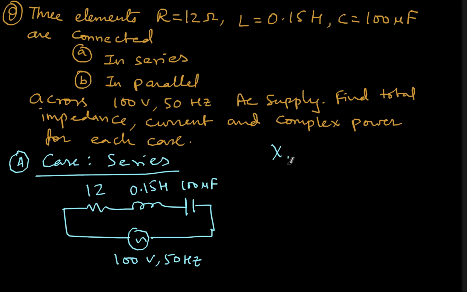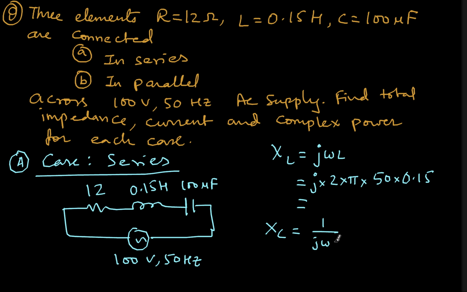So first we begin by calculating XL. So that will be nothing but j omega L. That is nothing but j into 2 into pi into 50, frequency given in the question, into 0.15. So this is the one value. Then XC is nothing but 1 by j omega C. So that is 1 divided by j into 2 pi into 50 into 100 microfarads. So I'll put 10 to the power of 6 in the numerator. So let's do quickly these two calculations and come back. So I'll use my calculator.